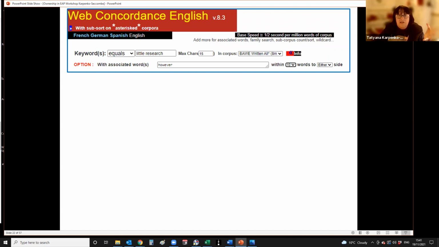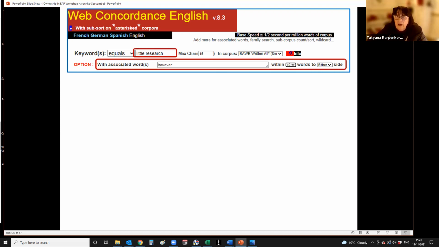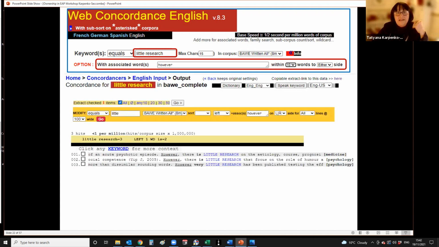A very simple search: little research with the associated word however. And I look at it within 10 words on either side of it. So it's quite a wide window, and that is in order to capture all the instances. You will see that there's not a lot of these instances because it's a very specific search. But I'm not after numbers in this case.